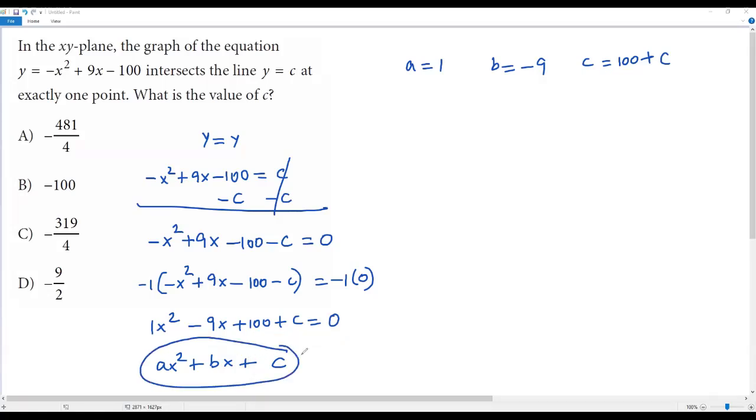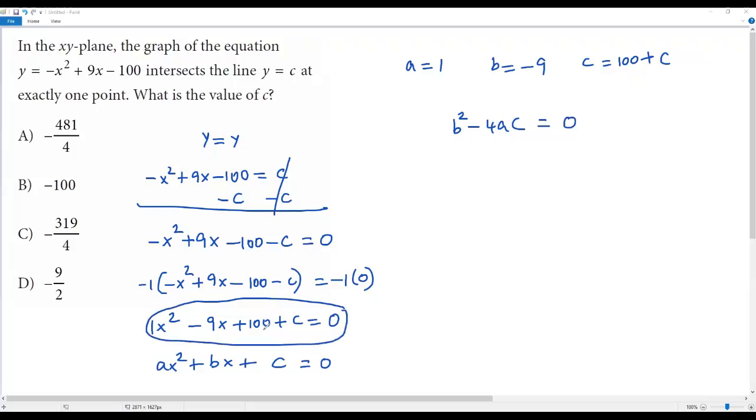What is the discriminant? When a quadratic equation is written in the standard form ax squared plus bx plus c equals 0, the discriminant is b squared minus 4ac. If the quadratic equation has only one solution, the discriminant must be equal to zero. So to get the discriminant for this equation, we plug in the values of a, b, and c that we already got.